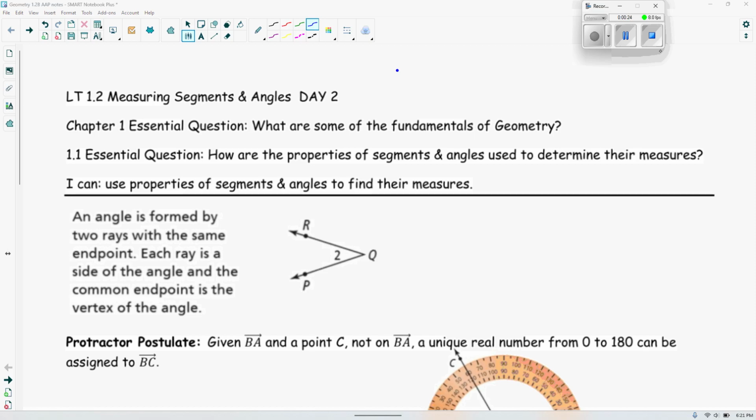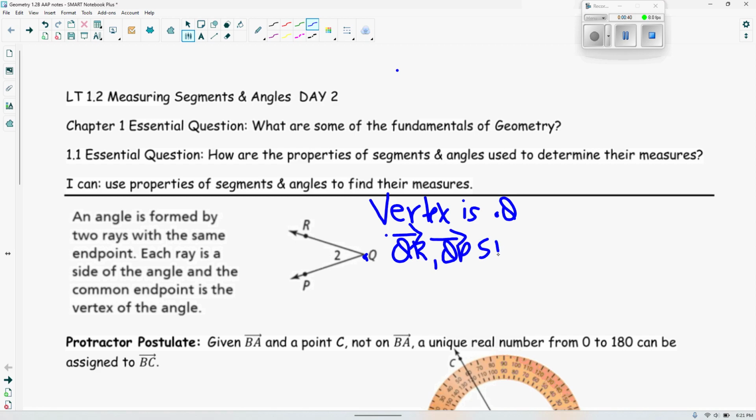So in this picture, my vertex is point Q. This is my vertex. And then the sides are ray QR and ray QP. What is in between those two rays, that is the angle.